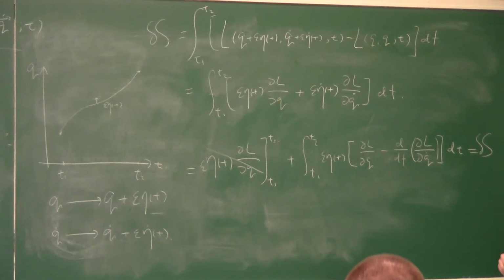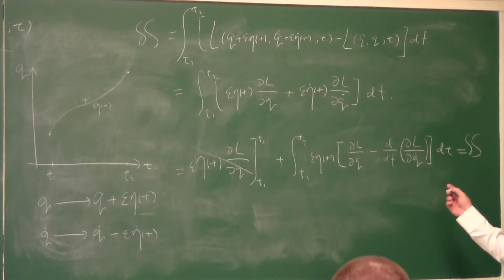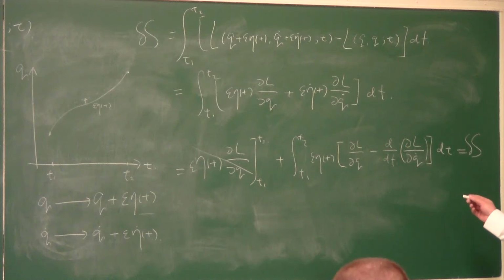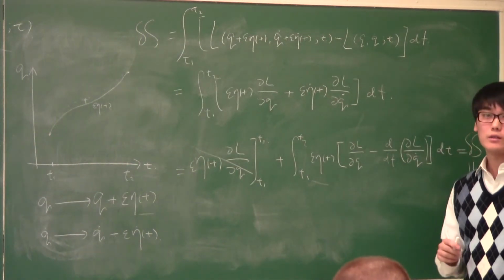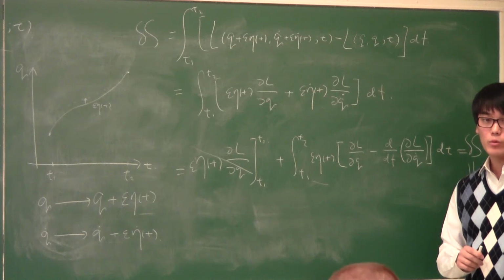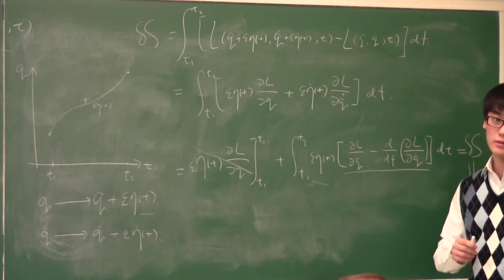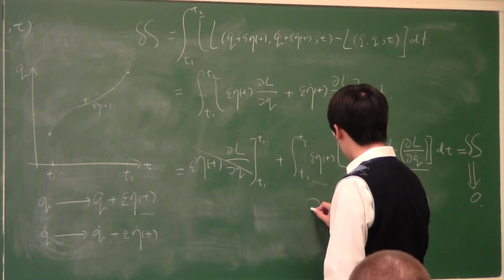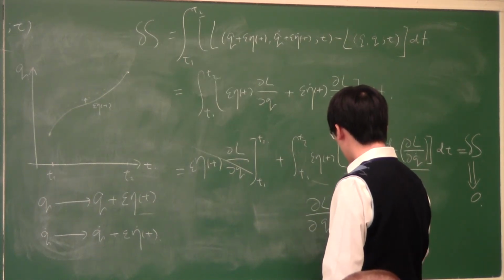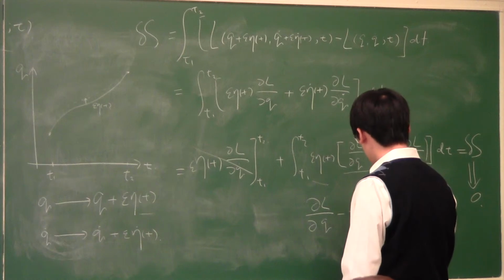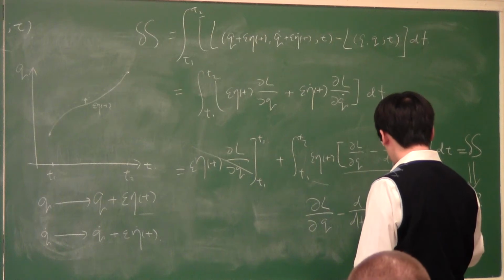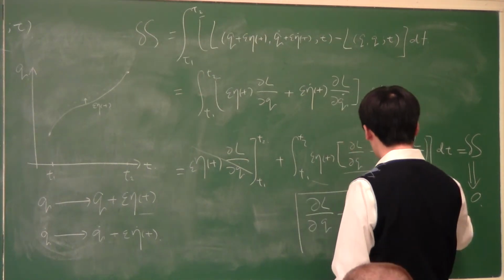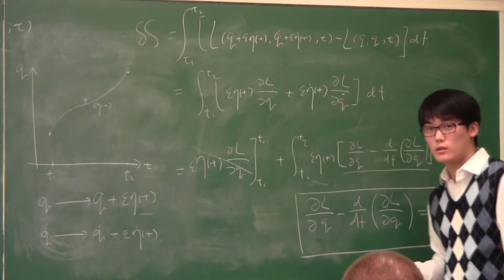Now we apply the principle of least action, which says that the variation will vanish for the path that the system actually traverses. So we set this to 0, and because of the arbitrariness with which we have chosen the small variation function, we can conclude that this term must go to 0. So now we have derived the equation of motion in the Lagrangian formulation. This is called the Euler-Lagrange equation.